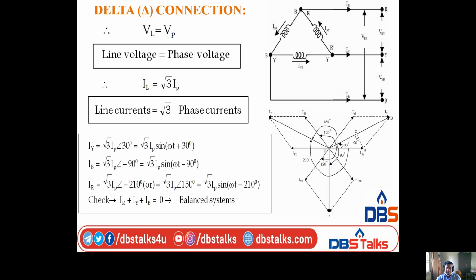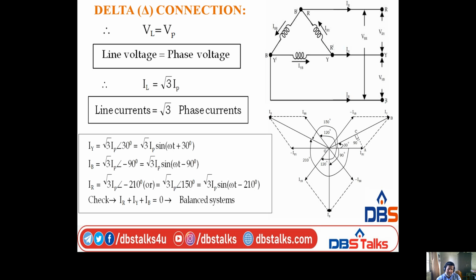Now we have to develop individual phase currents. Iy is equal to root 3 Ip at an angle of 30 degrees. That may be represented as root 3 Ip sin omega t plus 30 degrees. Ib is equal to root 3 Ip at an angle minus 90 degrees, that is root 3 Ip sin omega t minus 90 degrees. Similarly, IR is root 3 Ip at minus 210 degrees, represented as root 3 Ip sin omega t minus 210. The sum of these three balanced currents IR plus Iy plus Ib is equal to 0, such that the given delta system is also a balanced system.